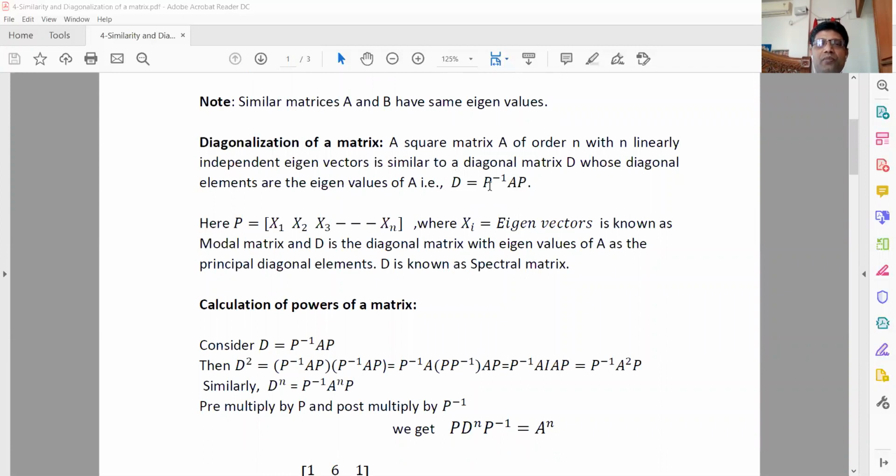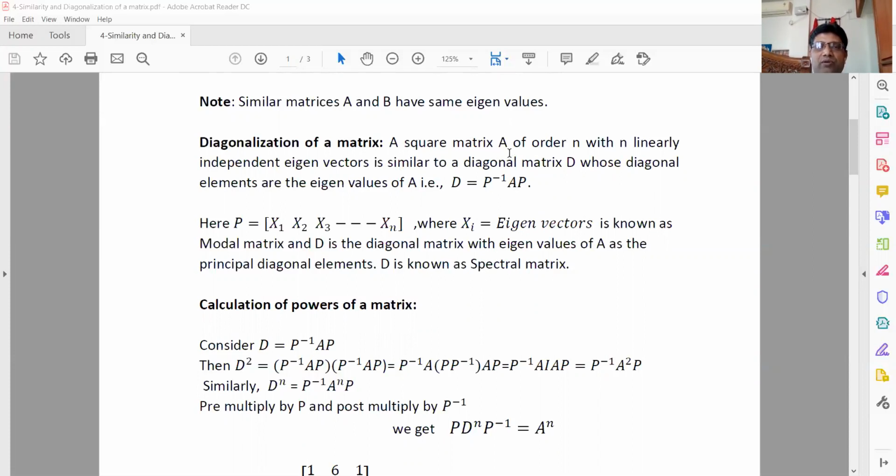Then that process is known as the diagonalization of a matrix. And here this P is known as the model matrix, and D is known as the spectral matrix. D is a diagonal matrix, which is known as the spectral matrix. And the leading diagonal elements of this diagonal matrix are nothing but the eigenvalues of the given square matrix A.